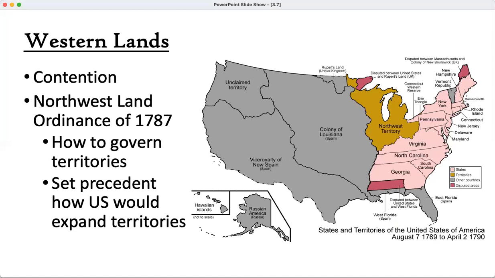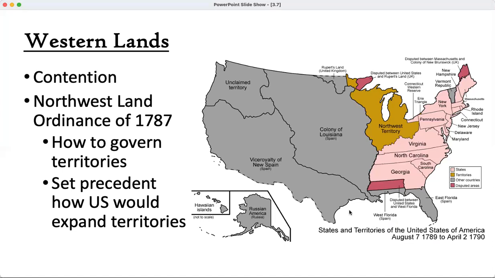It says that once a territory becomes a US state, it is given full participation in government. So that means when Ohio will eventually stop being a territory and become a state, Ohio will have just the same rights and privileges as Massachusetts, Virginia, et cetera. So this really sets a precedent of how the US would expand westward.